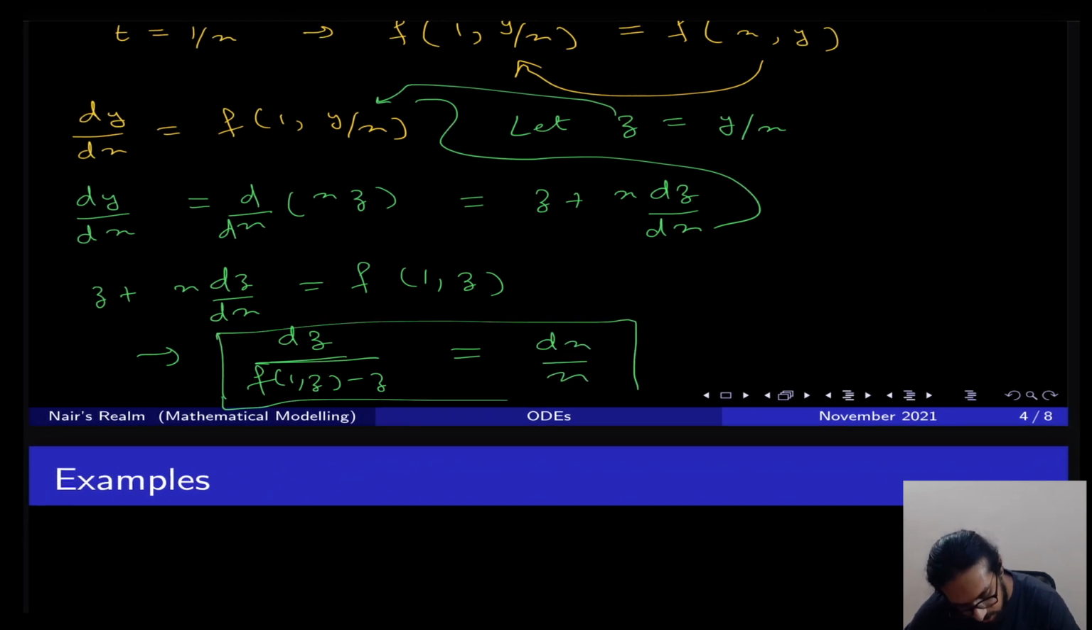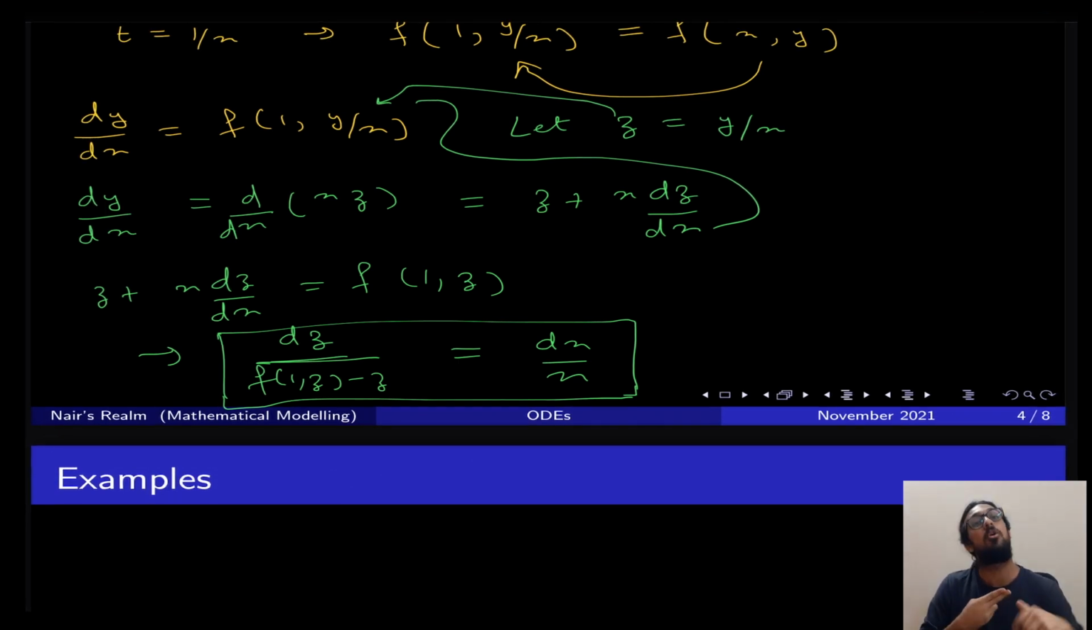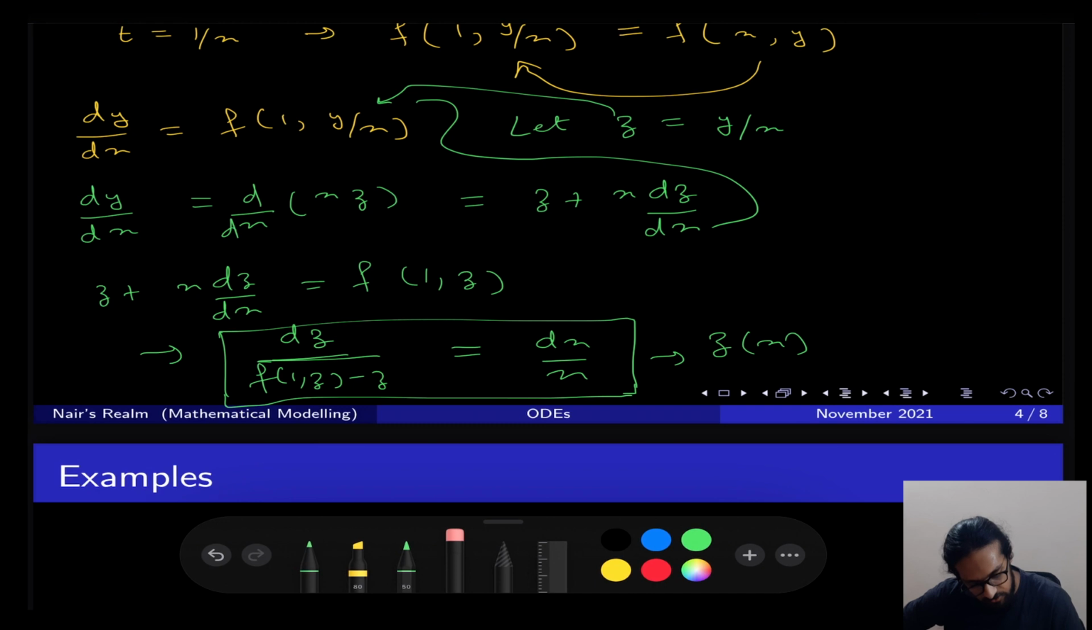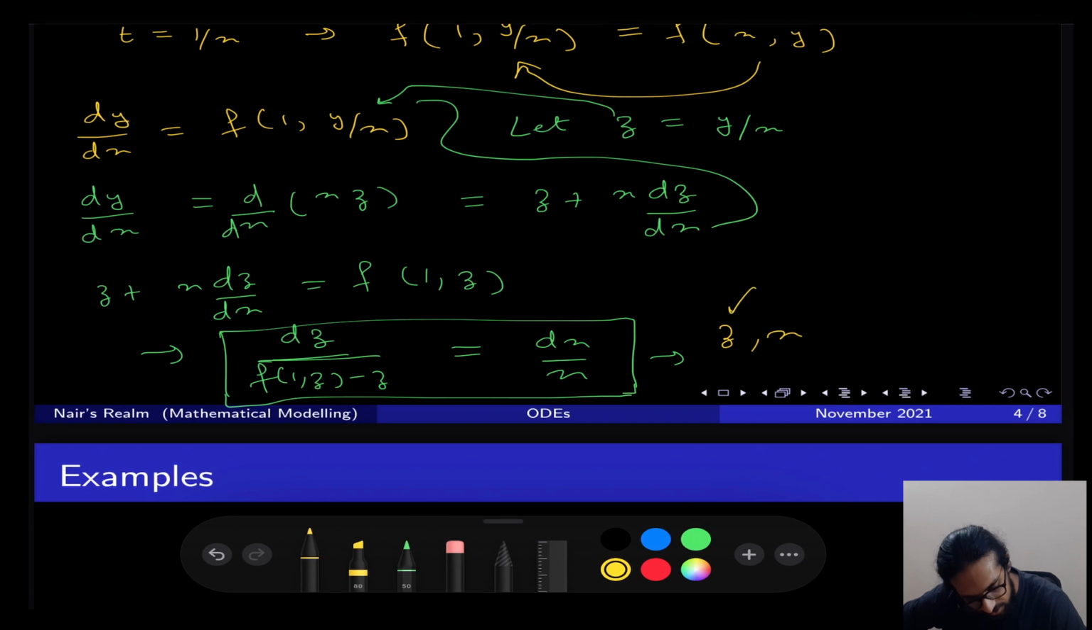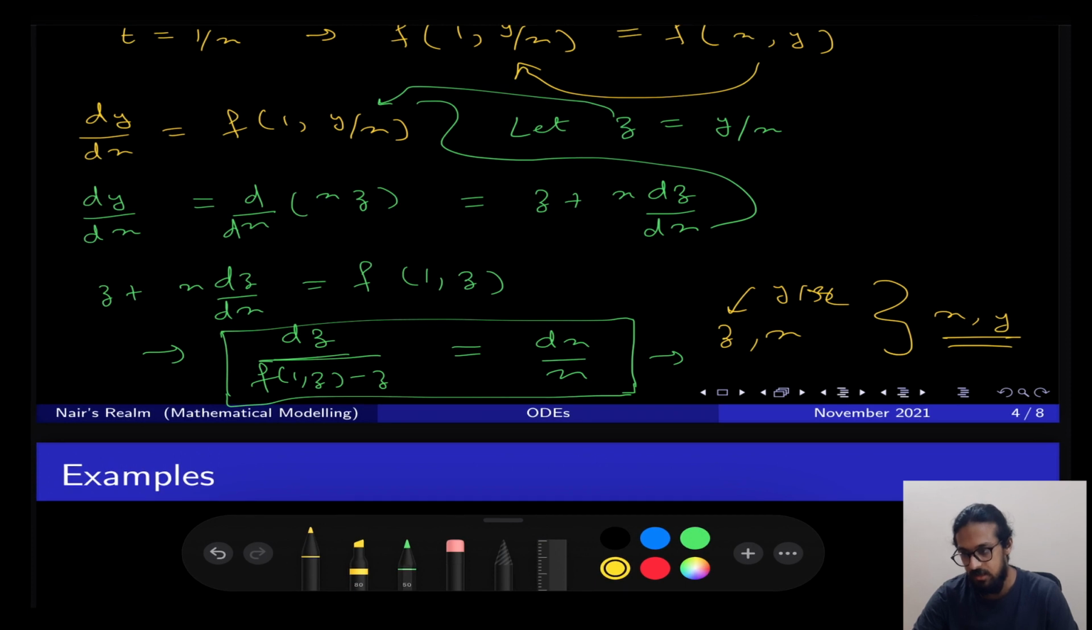Now you can see that this got converted into a variable separable differential equation, and then I simply integrate on both sides and solve for it. So I get the solution in terms of x and z, but my original differential equation was in terms of y and x. So once I solve this equation and I get the solution in terms of z and x, I substitute for z as y by x, and then I'll get the solution purely in terms of x comma y, which is what we want. So let's quickly take an example to understand this better, right?